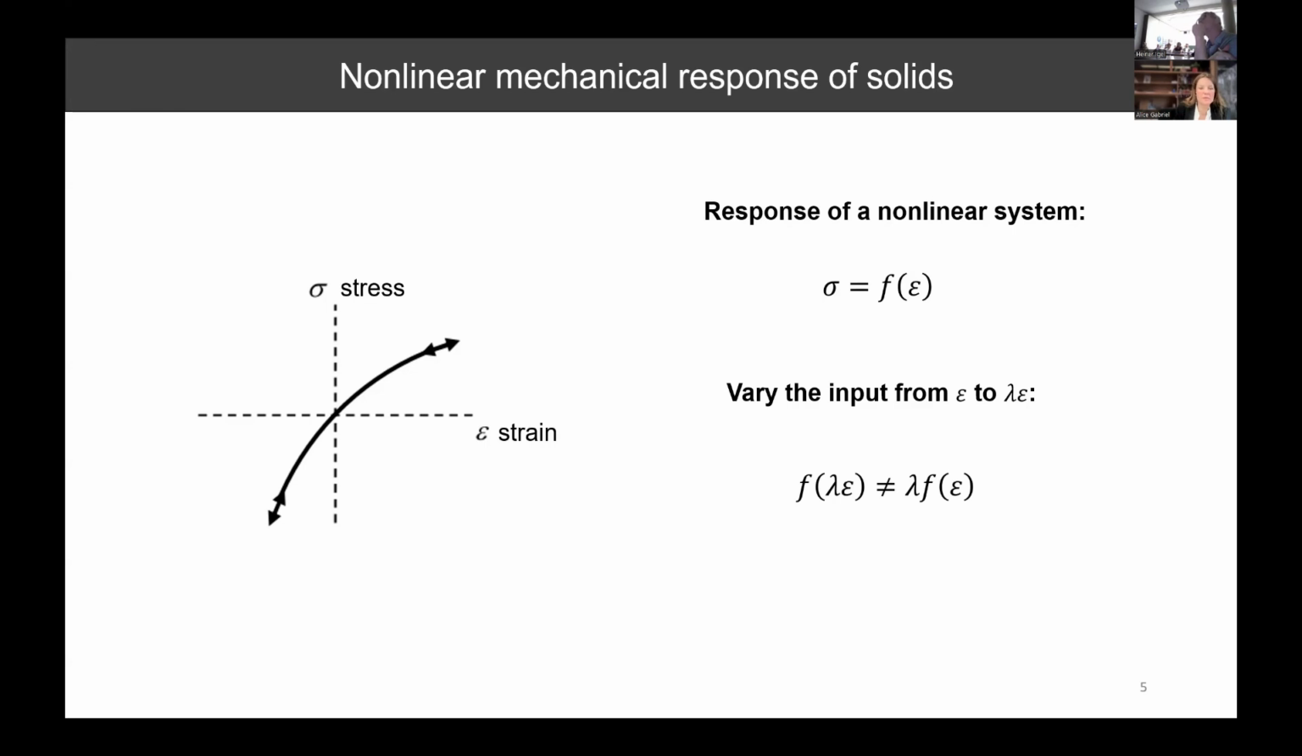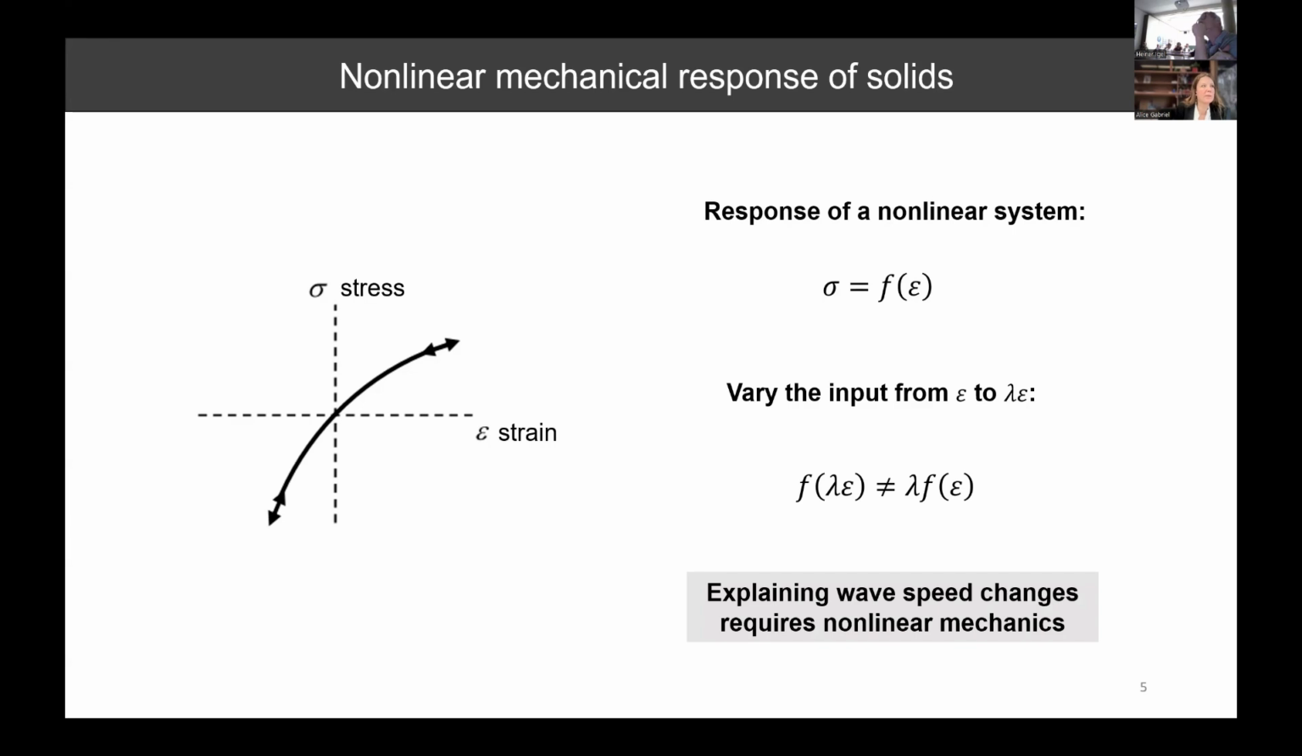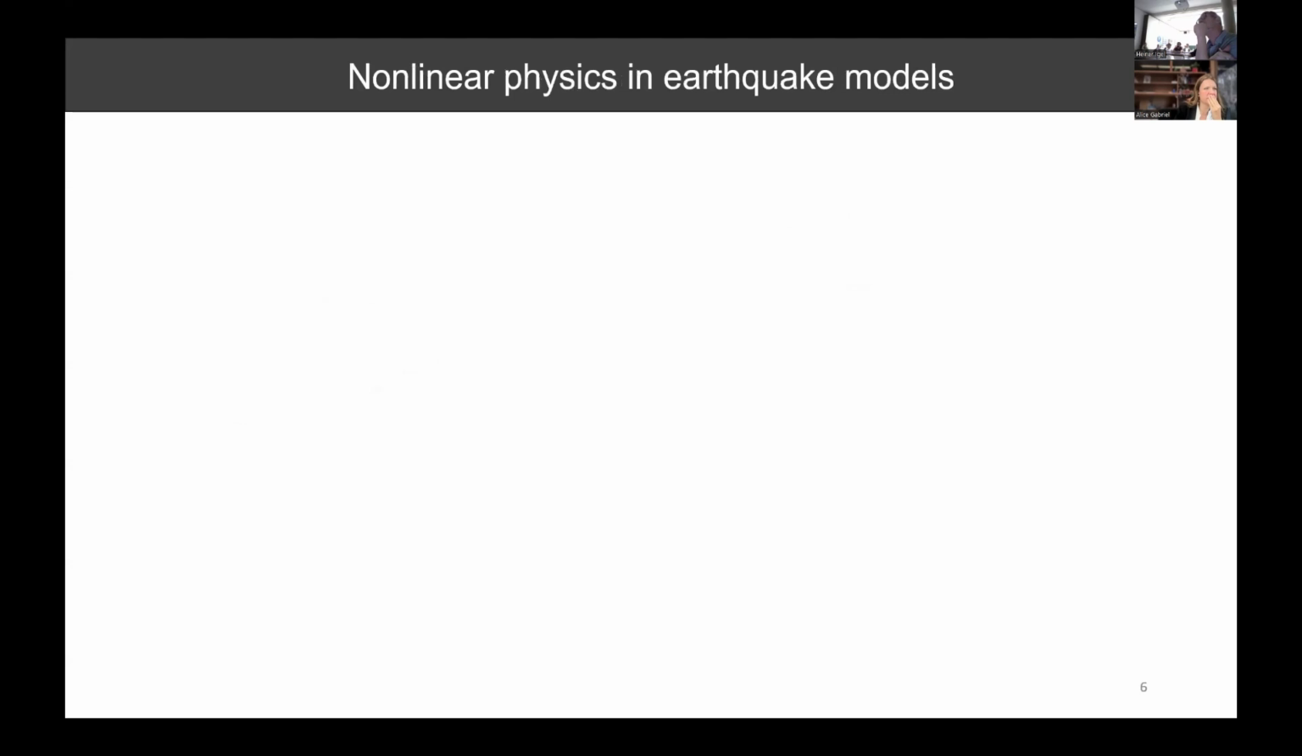On the other hand, the scale is going to be a different coefficient, and therefore it corresponds to the wave speed changes. And that's why I'm interested in having a nonlinear mechanical model to describe these effects. I'm standing on the shoulders of giants, so I would like to share with you the state of the art already in this field.